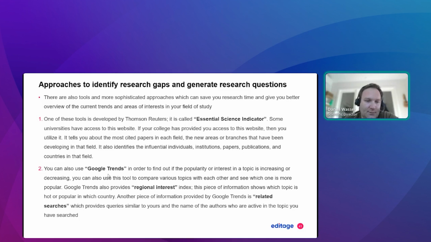And then likewise, Google Trends is also very important, particularly when you want to do regional interest. I think that can be very valuable, something that maybe you can't do through PubMed or some of these other platforms.